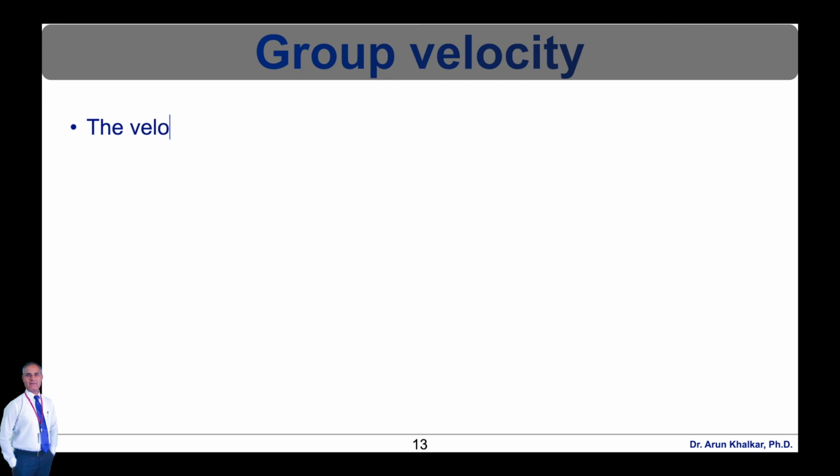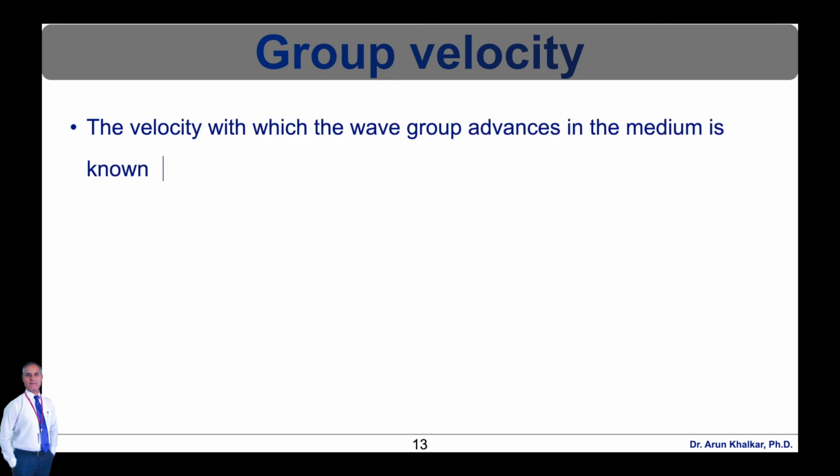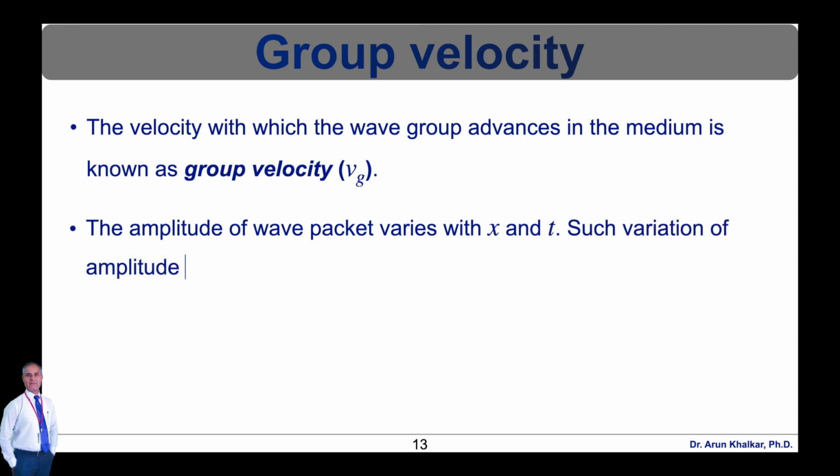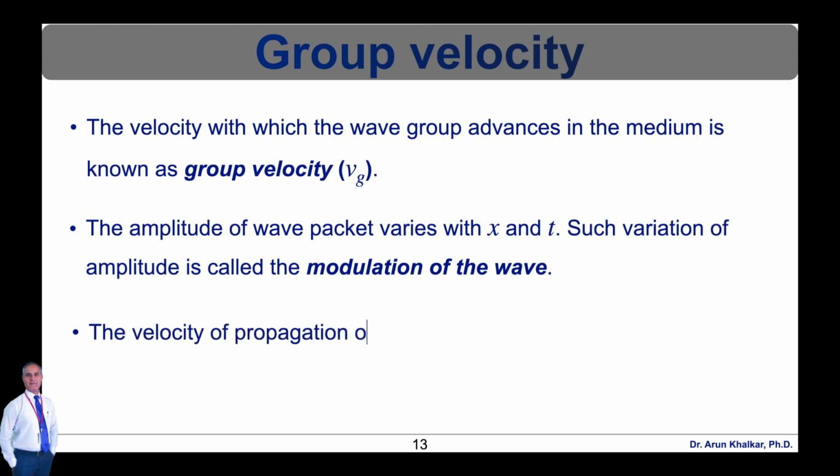When a number of plane waves of slightly different wavelengths travel in the same direction, they form wave groups or wave packets. The velocity with which the wave group advances in the medium is known as group velocity, represented by small v subscript small g. Each component wave has its own phase velocity, therefore vp is equal to nu lambda. The wave packet has amplitude that is large in a small region and very small outside it. The amplitude of the wave packet varies with small x and small t. Such variation of amplitude is called the modulation of the wave. The velocity of propagation of modulation is known as group velocity.